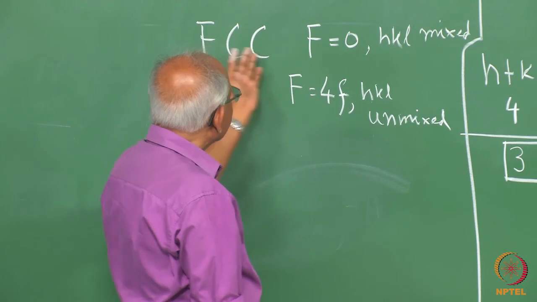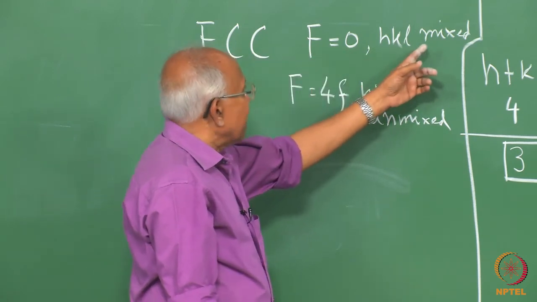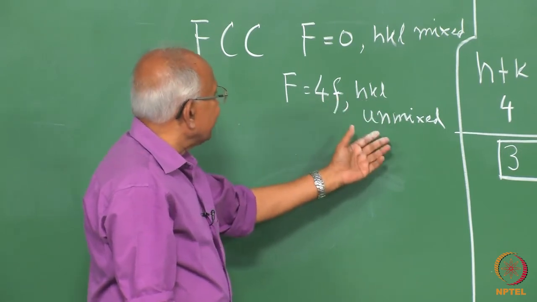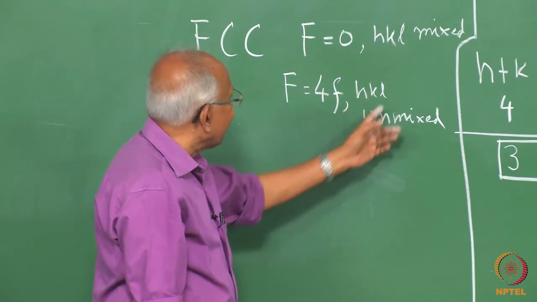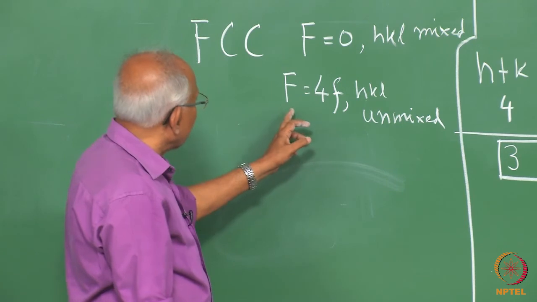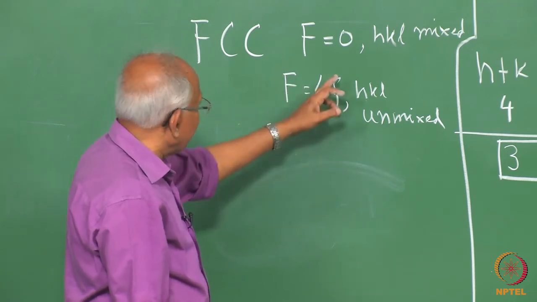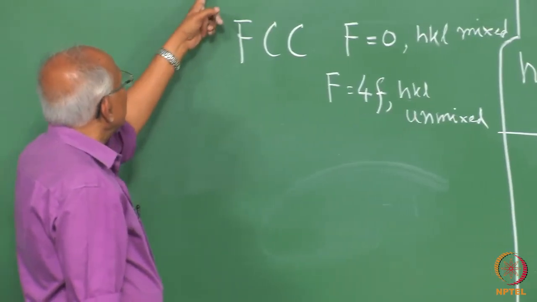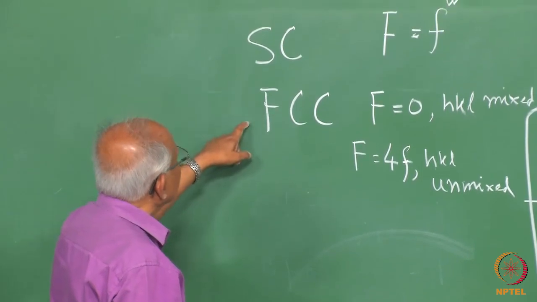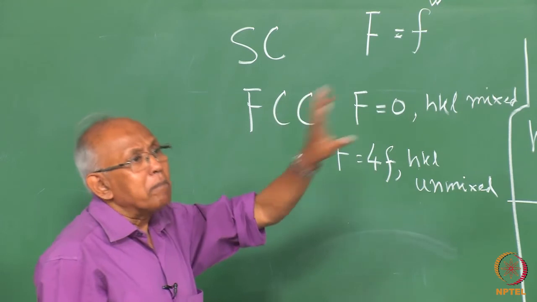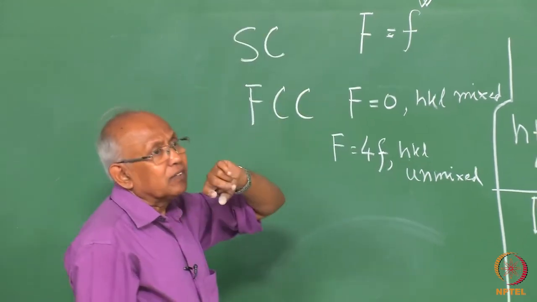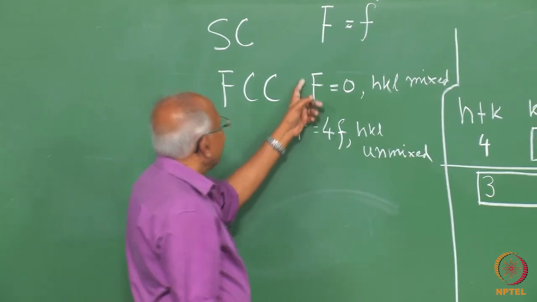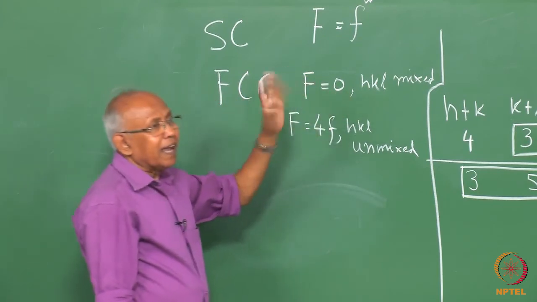So, if you take a diffraction pattern of an FCC material, HKL mixed planes will not give rise to any diffraction. On the other hand, for atomic planes for which the HKL values are unmixed quantities, there will be diffraction because capital F is equal to 4f, which is a positive quantity, and the intensity is the square of F. So, comparing simple cubic and FCC, simple cubic material will show more diffraction lines because all the HKL planes of different types can diffract, but here the number of diffraction lines will be less because those planes for which HKL are mixed won't be able to diffract.